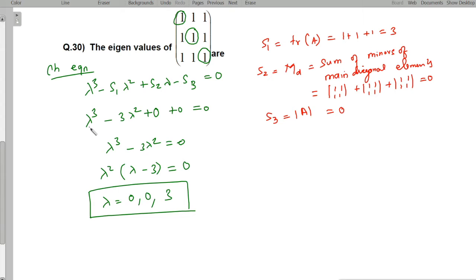If you apply, you may get lambda power 3 minus 3 lambda square equal to 0. If you take lambda square as the common term in these 2 expressions, you may get lambda square into lambda minus 3 equal to 0. If you equate, you may get lambda equal to 0, 0, 3.